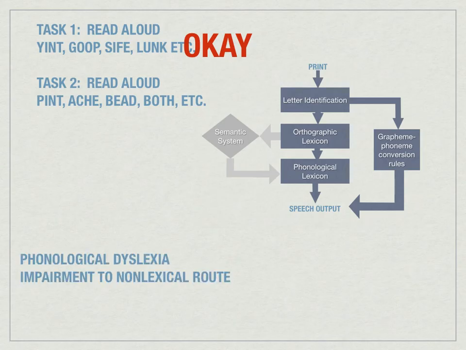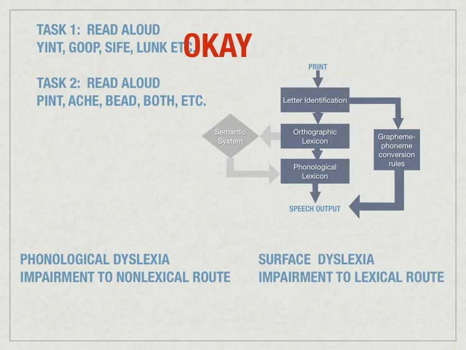Both of these syndromes exist, and we have special names for them. So phonological dyslexia is impairment to the non-lexical route. Surface dyslexia is impairment to the lexical route. And the two syndromes together provide evidence for the two components of the reading system.